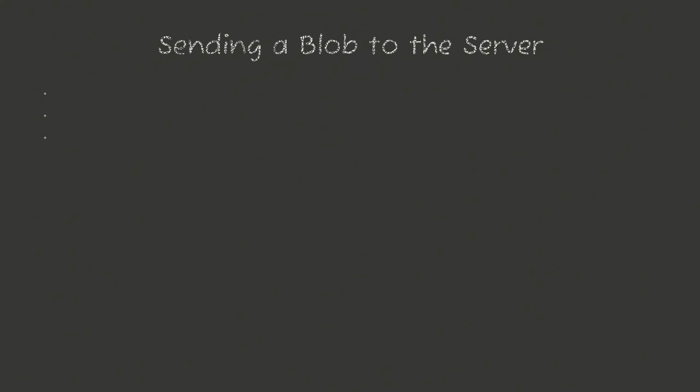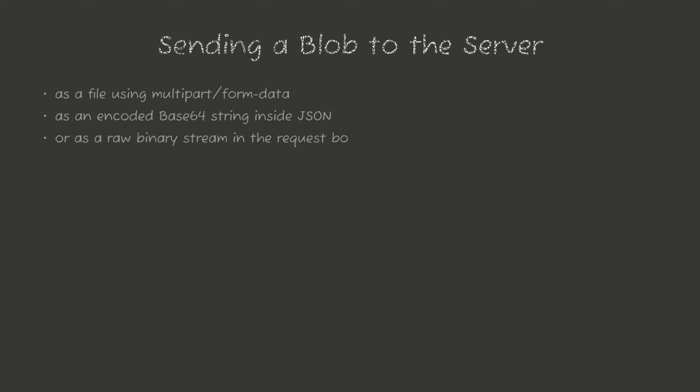using AI. There are three common ways to send a blob to the backend: as a file using multipart form data, as an encoded base64 string inside JSON, or as a raw binary stream in the request body. JSON is not the most efficient option in terms of performance, because it requires encoding the data as base64, which increases the payload size and adds extra memory overhead during both encoding and decoding.